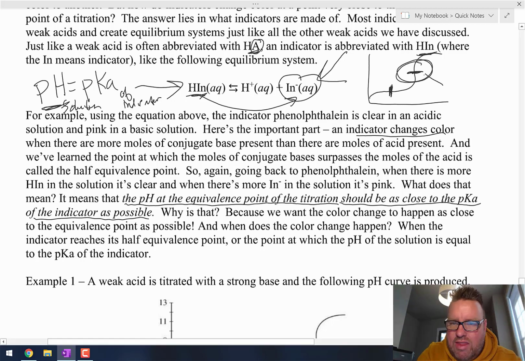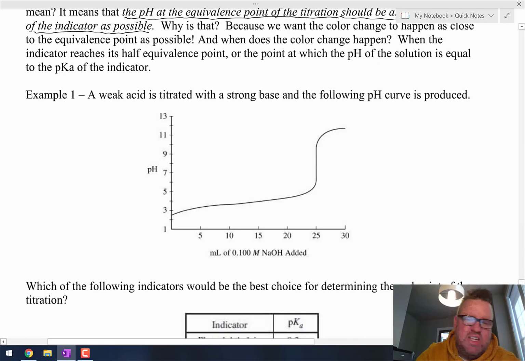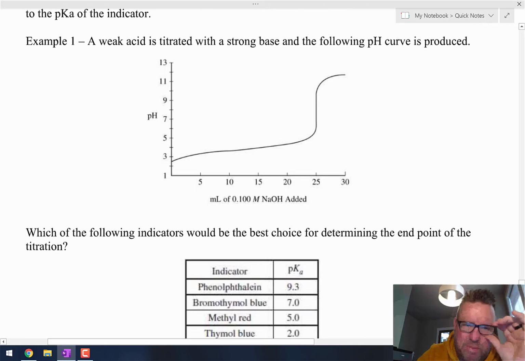So at this point right here, we are at the equivalence point. What's that pH? We don't know, but we want that pH to be as close to the pKa of the indicator as possible. Okay? So let's just look at an example, see if that clears it up a little bit. Let's say we've got this titration curve right here.